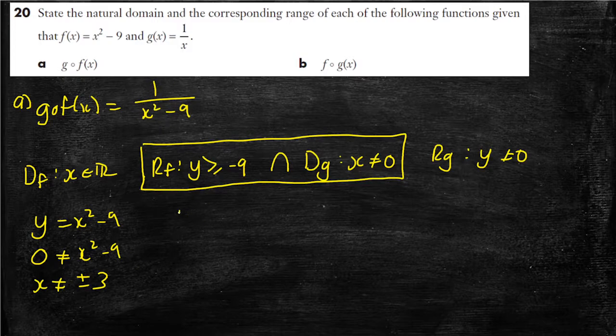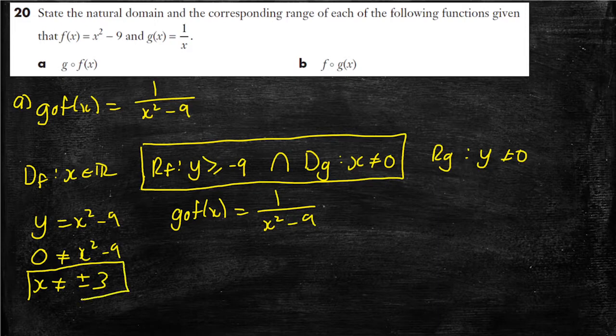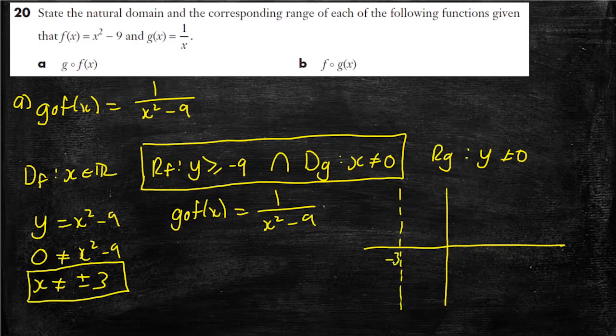So far what we've got is our g of f of x is 1 over x squared minus 9. Now, because we know that the domain of g of f is going to end up being this part down here, we know that when we substitute x equals positive or negative 3, we're going to get an asymptote. So far what that looks like is, that's my x-axis, that's my y-axis. We're going to have an asymptote at -3, and we're going to have another asymptote at 3.